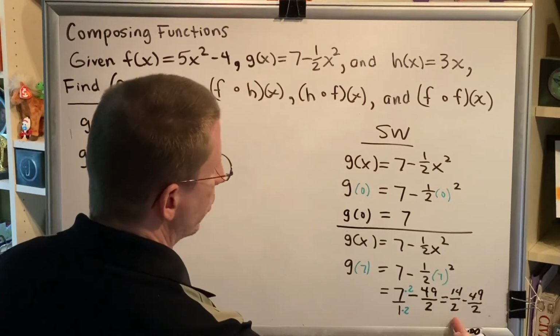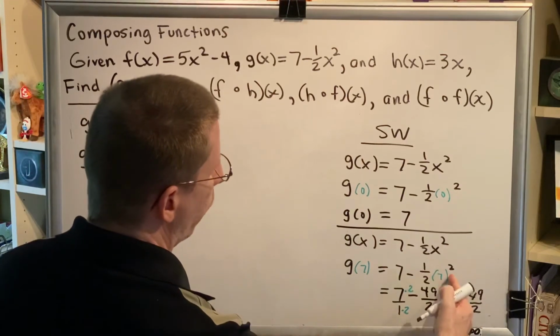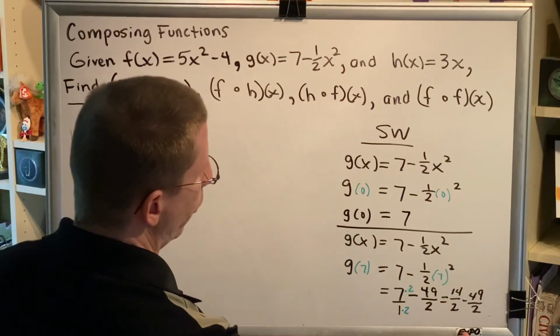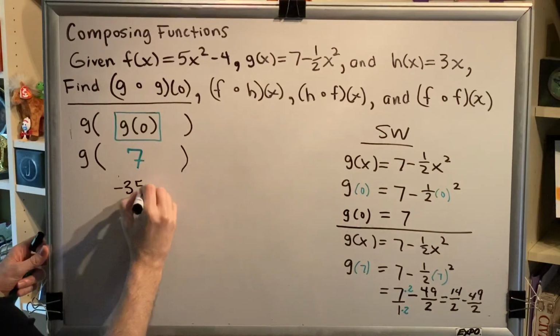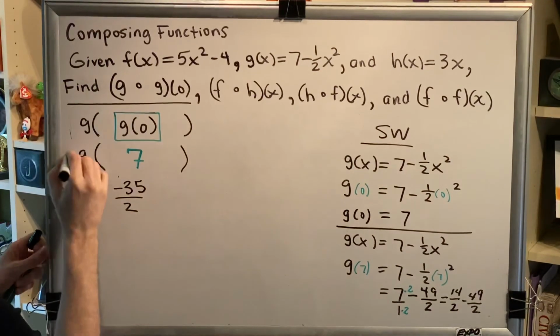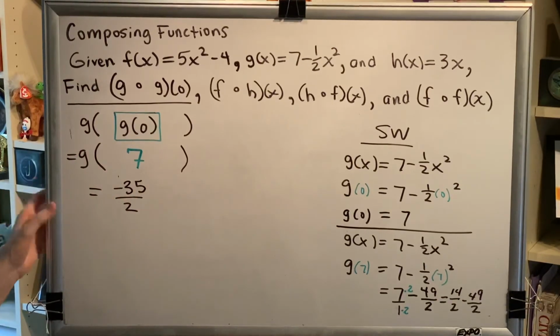When you subtract the fractions, keep the common denominator, but subtract the numerators. So 14 minus 49 is negative 35 over 2. So the answer to this part of this multi-part problem is negative 35 over 2.